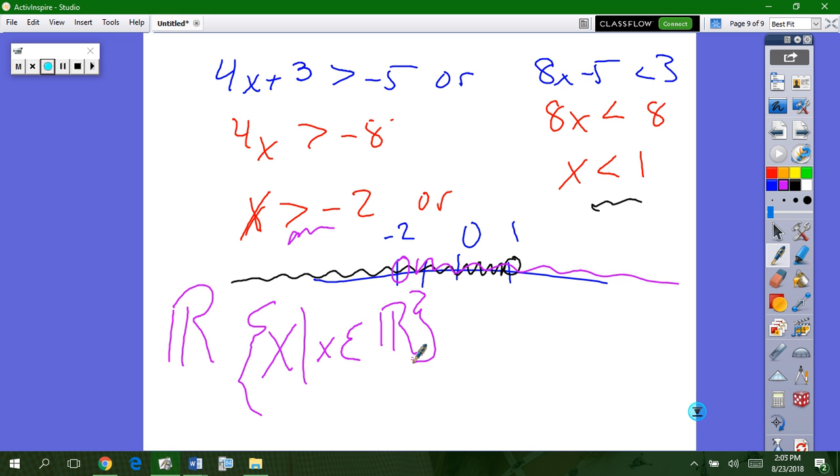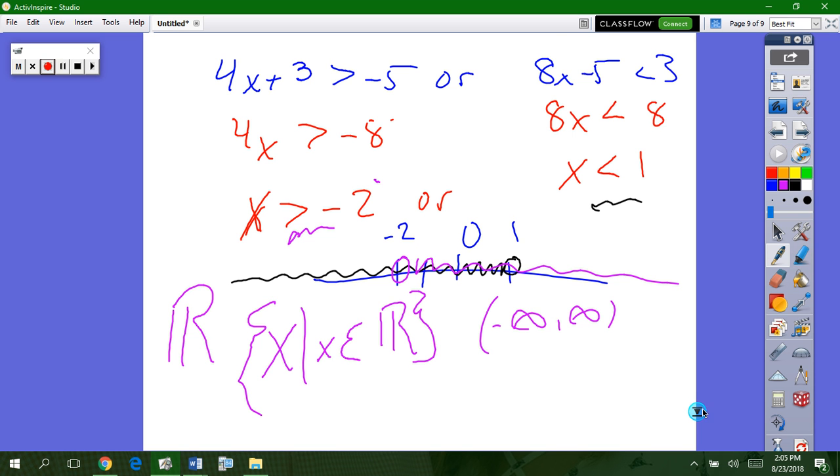How do I do my interval? How far left does my answer go? Negative infinity. How far right does my answer go? Infinity. And isn't that basically saying every number in between, which is all real numbers? This would be my answer. These, after I graphed them, showed us a different solution because of the or word.